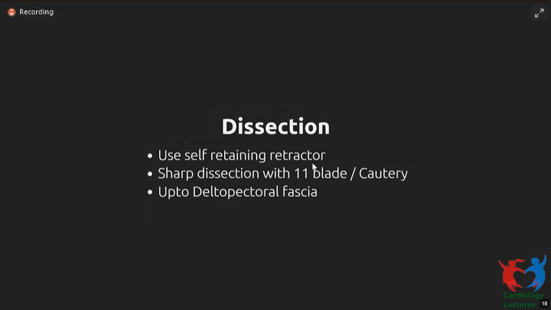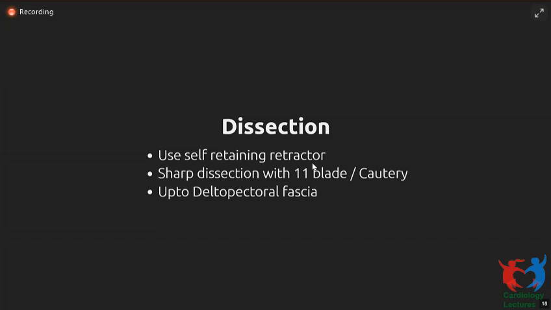Once you make the skin incision, you use a self-retaining retractor to stretch the tissue and then proceed with sharp dissection. Now, some people are trained to use blunt dissection from this stage. Blunt dissection leads to more tissue trauma, more bleeding. So that increases post-operative pain, increases risk of infection. So always use sharp dissection. You can use an 11 blade, you can use cautery and dissect with sharp dissection.